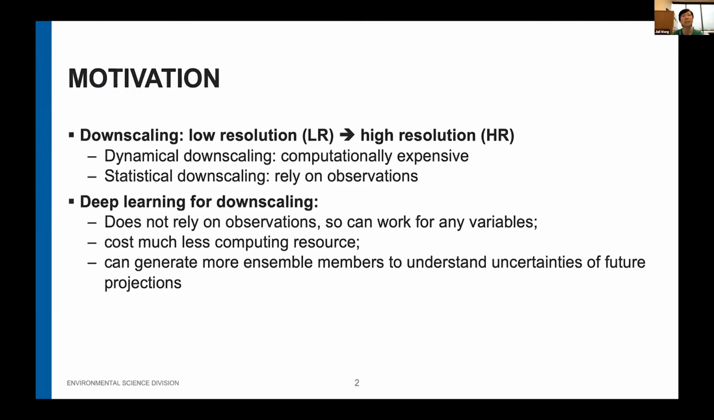So these limitations motivate scientists to think about other ways to do downscaling, such as the deep learning approach. This approach doesn't have to rely on observations, so it can work on many variables, not only precipitation or temperature, like typical statistical downscaling can do. Moreover, it would cost much less computing resources, so one can generate more ensemble members for understanding model uncertainties, for example, for future projections.